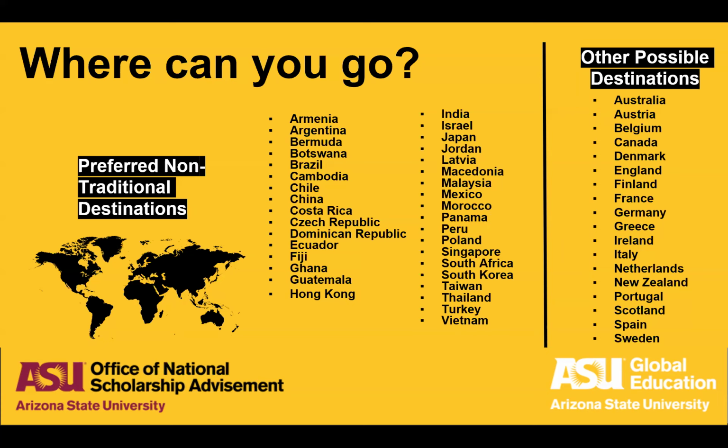And then the other side of the screen is the other possible destinations, which is really the traditional study abroad destinations, which, if you think about it in this way, are mostly Western European countries and English-speaking countries. You absolutely can still go to these destinations as a Gilman scholar. It's just a little bit more competitive if you're going to one of these traditional destinations. But as you can see, lots and lots of different options for regions of the world and specific countries.